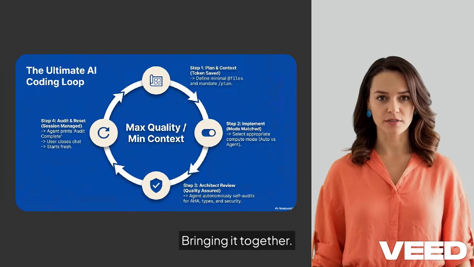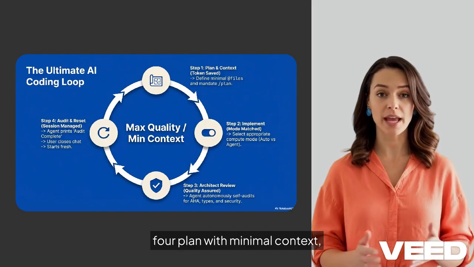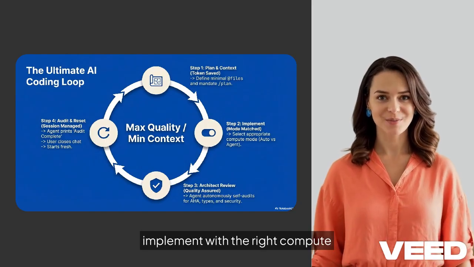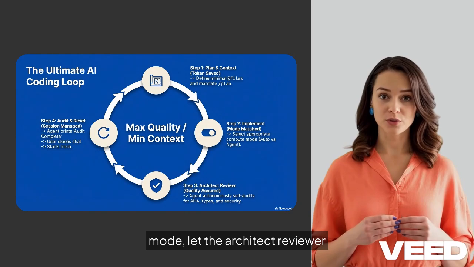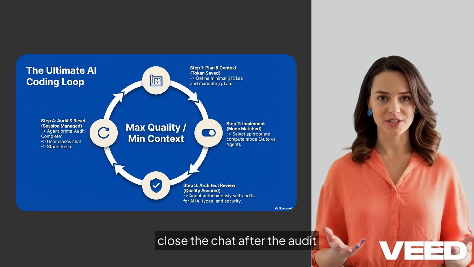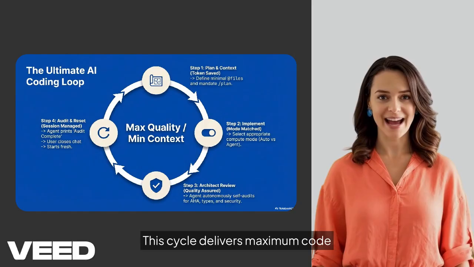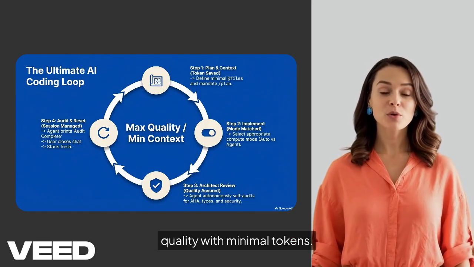Bringing it together, the ultimate AI coding loop has 4 steps. Plan with minimal context, implement with the right compute mode, let the architect reviewer self-audit for quality, then close the chat after the audit completes. This cycle delivers maximum code quality with minimal tokens.